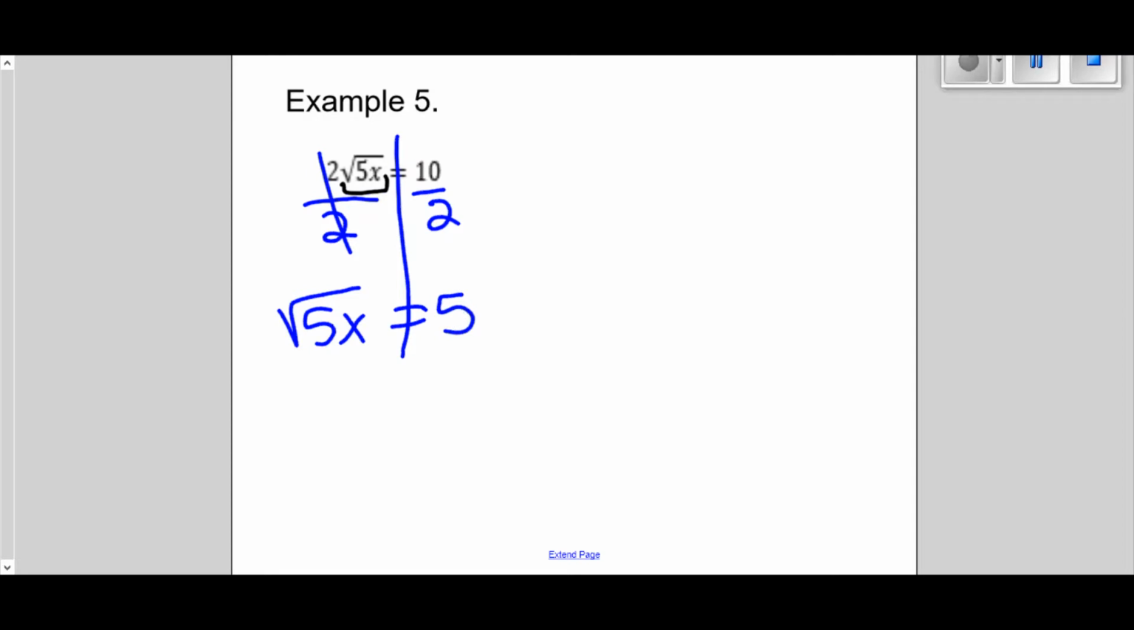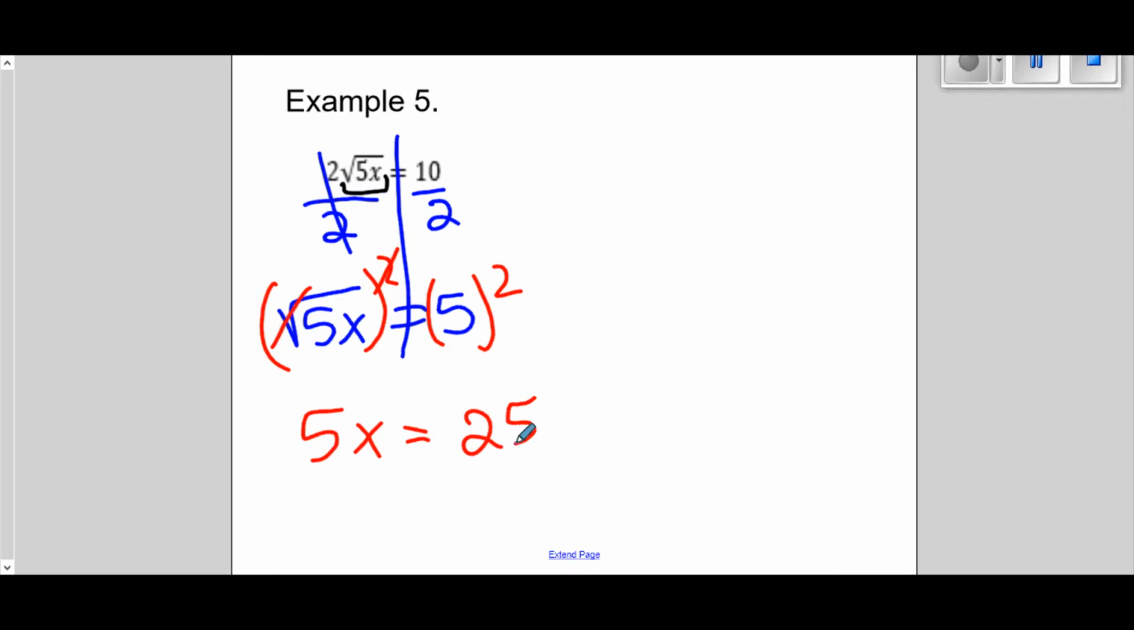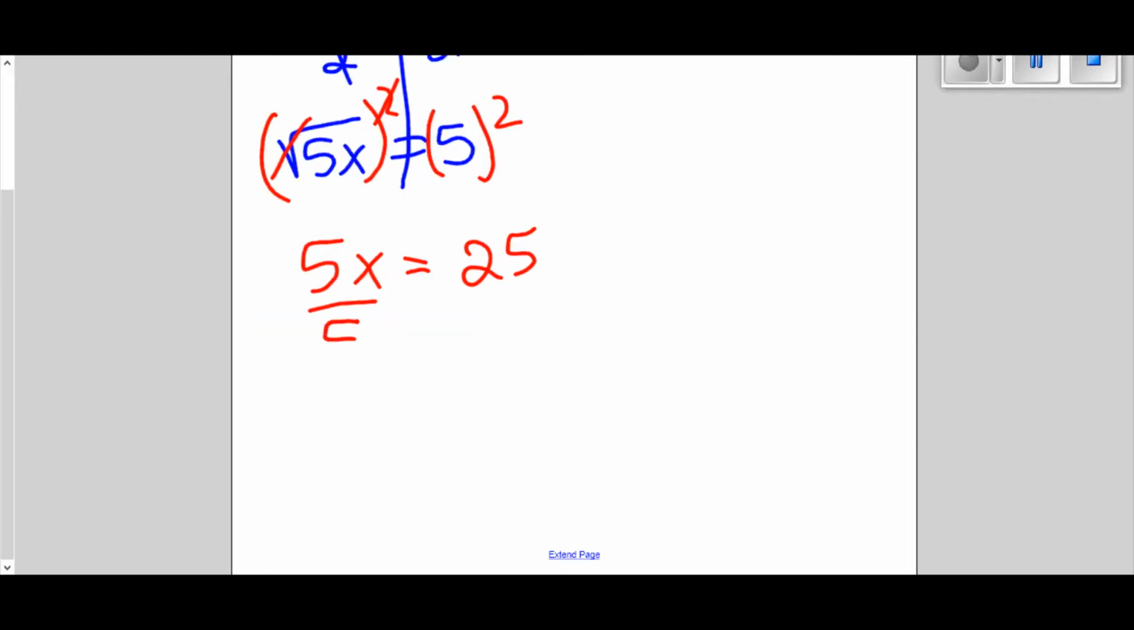And now the square root is all by itself. So to get rid of the square root symbol, you square both sides of the equation because the square root and the square cancel off. So I get 5x equals 25. Divide both sides by 5. So you get x equals 5.